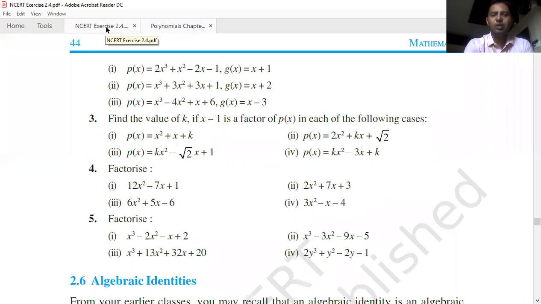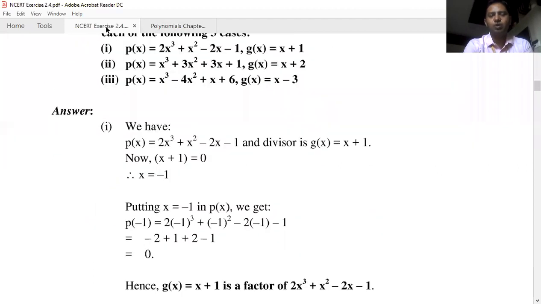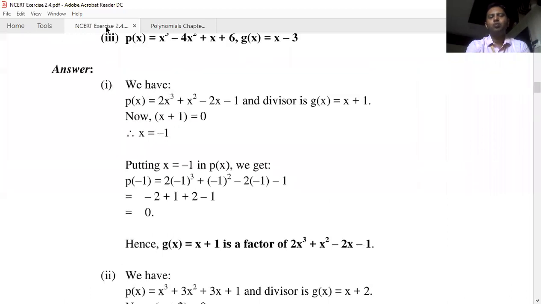When you substitute x as minus 1 in p(x), this will give you p of minus 1 as 2 into minus 1 cube plus minus 1 square minus 2 into minus 1 and minus 1 outside as constant. Now minus 1 cube is minus 1, 2 into minus 1 will give you minus 2, minus 1 square is positive 1, minus 2 into minus 1 will be plus 2 and minus 1. So we have positive 2 plus 1, 3, and negative minus 2 minus 1, 3. 3 minus 3 will give you 0.